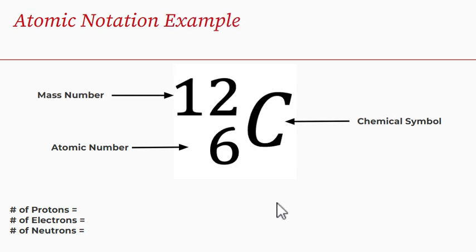So just to show an example of this with carbon, we have its chemical symbol, which is C, its mass number, which is 12, and its atomic number, which is 6. So the number of protons is equal to the atomic number, which is 6. The number of electrons is equal to the number of protons, which is 6. And for the number of neutrons, we know the mass of carbon is 12, and 12 minus 6, which is the number of protons, gives us 6 neutrons.